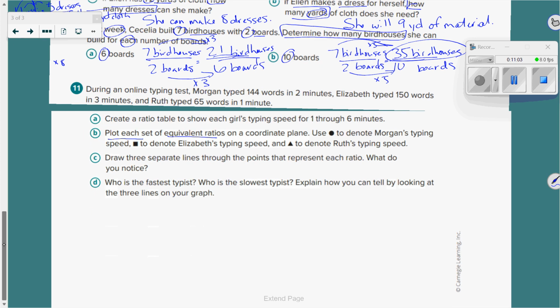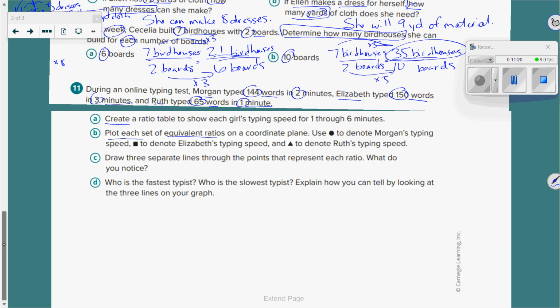Okay, this last one is a multi-parter. So during an online typing test, Morgan typed 144 words in 2 minutes. Elizabeth did 150 words in 3 minutes. And Ruth typed 65 words in 1 minute.